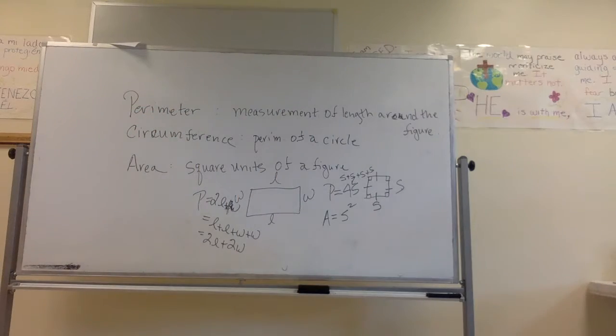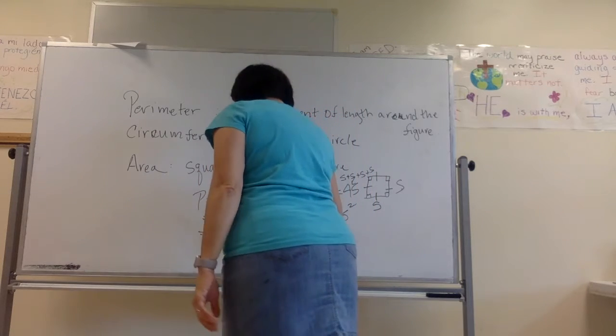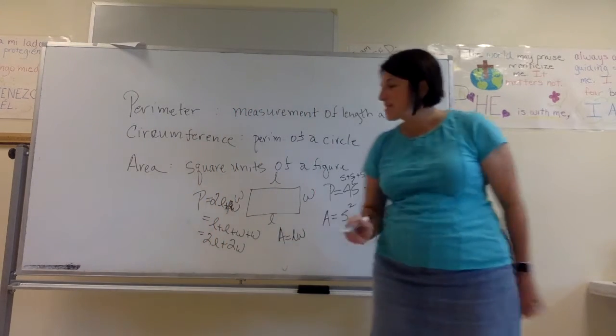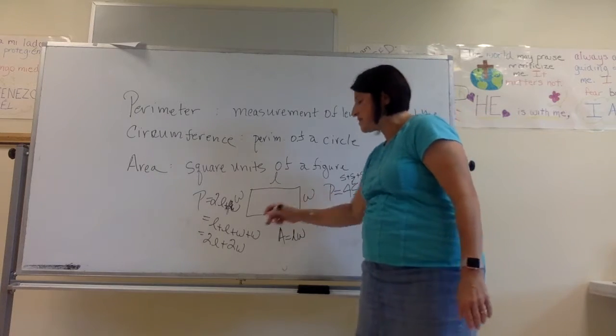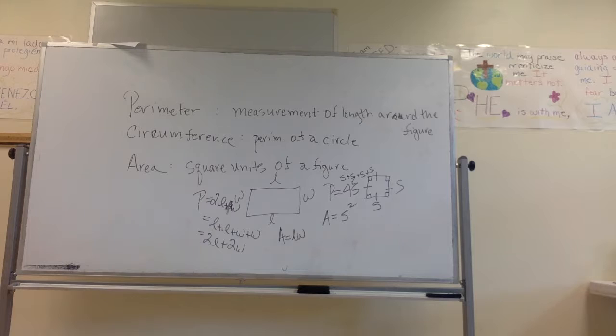Okay? And then what's the area of a rectangle? Length times width, so LW. Sometimes they'll call this base and height, and then the area will be base times height. All right, and then a triangle.